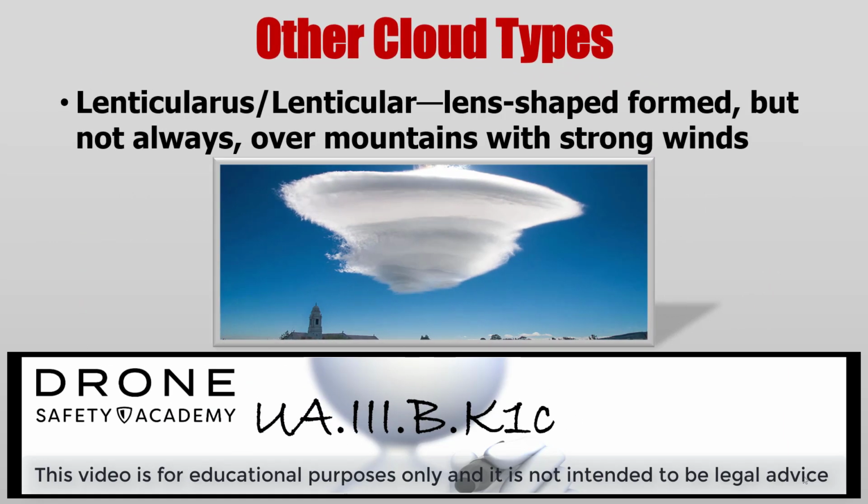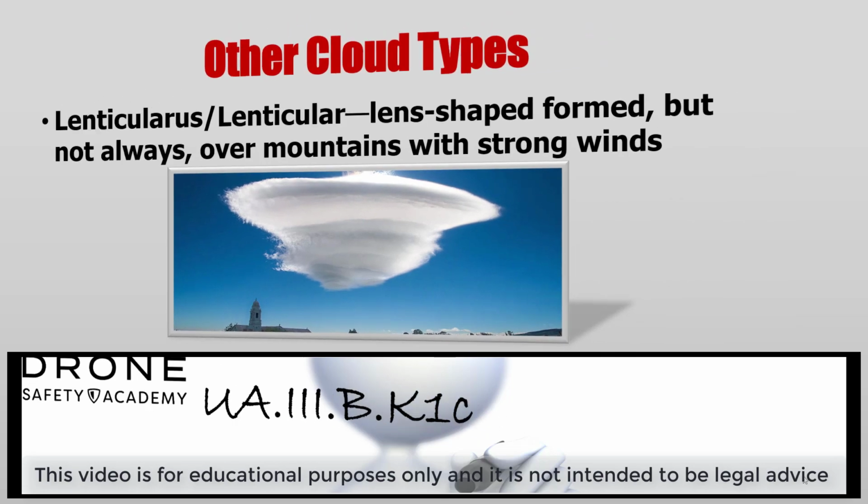Lenticular clouds are lens-shaped, just like the name suggests, and we can expect strong winds with these types of clouds. They are formed usually over mountains, but not always.